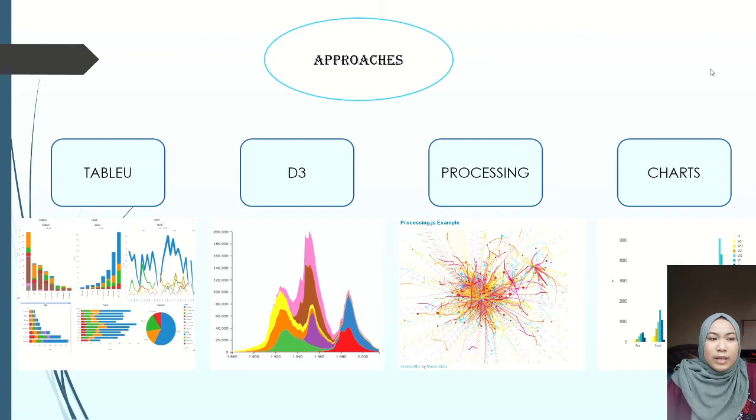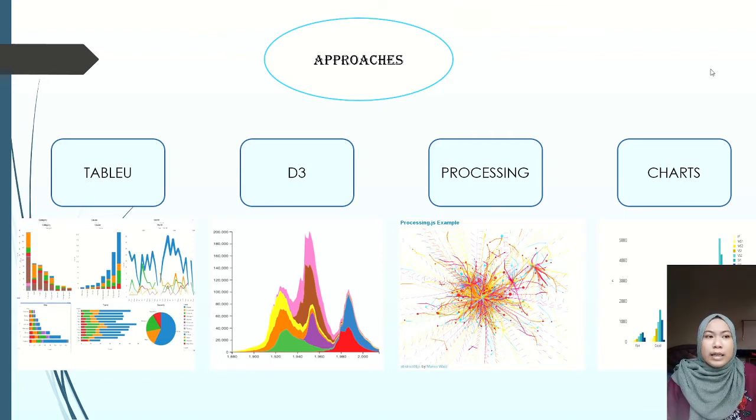Next we have D3. As mentioned before, D3 is a data-driven document. This approach is small in size and is a JavaScript library used to implement HTML documents given the data. This brings the data to real life, in a combination of D3, which gives a full extension to the users of digital browsers.